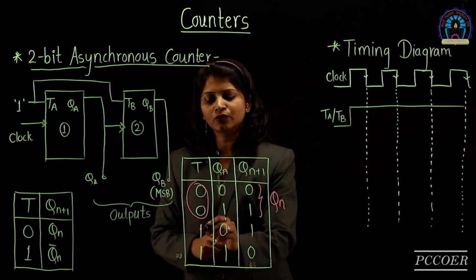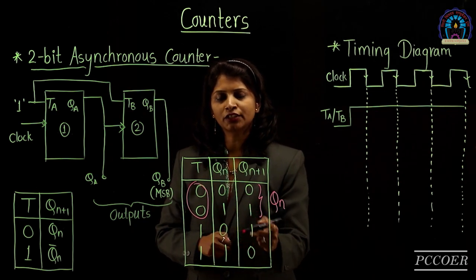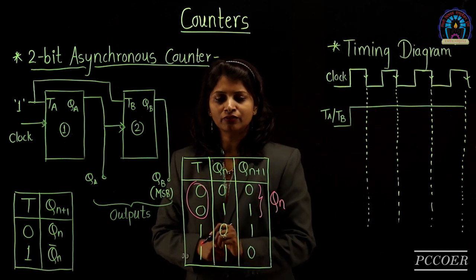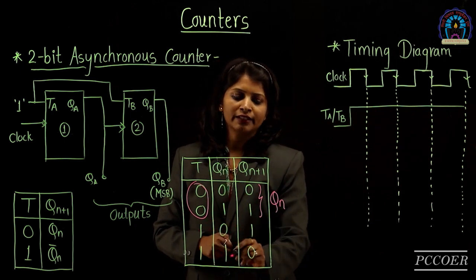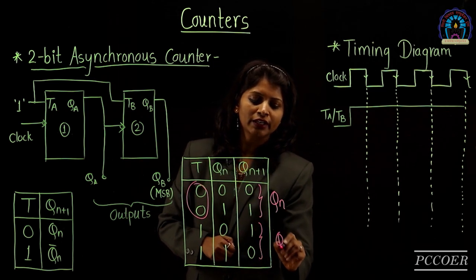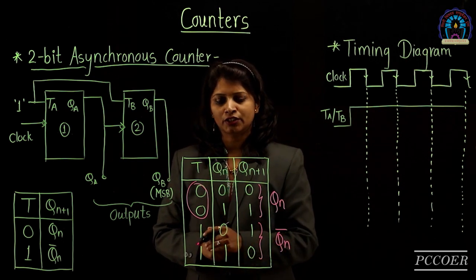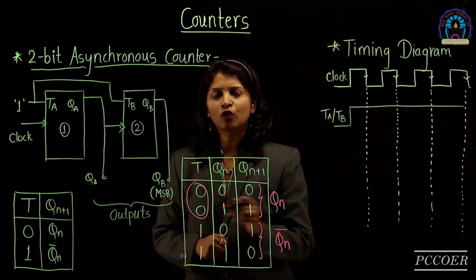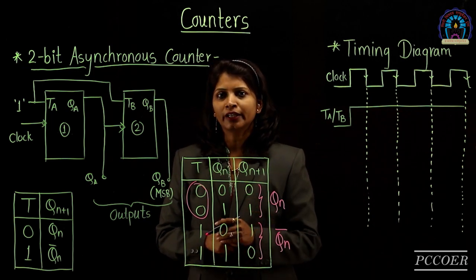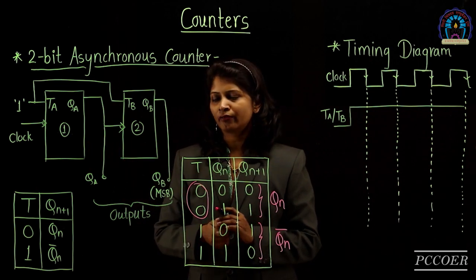But if T is 1 and the present state is 0, the next state is 1. That is the toggle, the opposite of the previous state. Similarly, if T is 1 and the present state is 1, the next state is 0. So for these two cases, we get the output exactly complementary to the previous state. So for T equal to 1, the output will be the complement of the previous. This is the working of the T flip-flop. Now, in our circuit, 2 different T flip-flops are there.